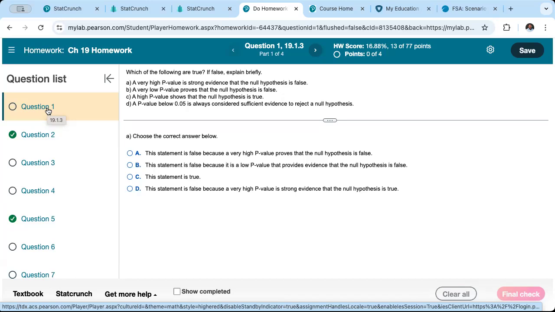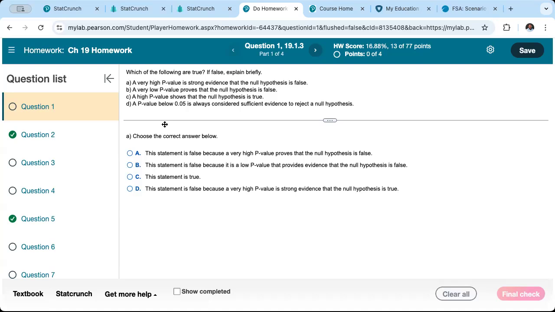Question 1 says, which of the following are true? And if it is false, you should briefly explain why. So we are going to do A, B, C, and then D. A: A very high p-value is a strong evidence that the null hypothesis is false. We know this is incorrect because when the p-value is low, that is when the null hypothesis is rejected.